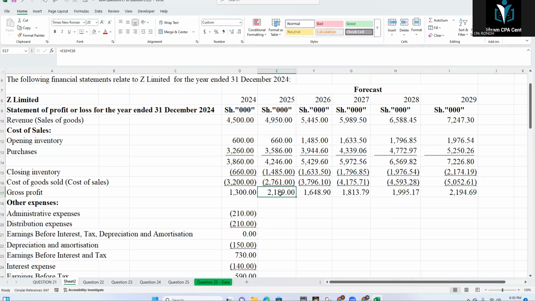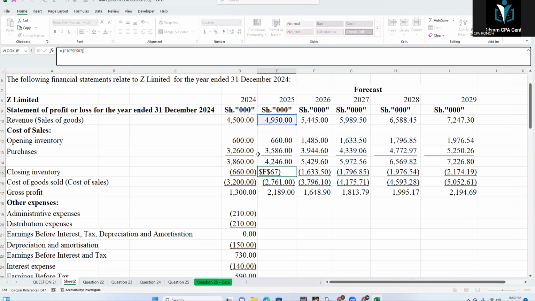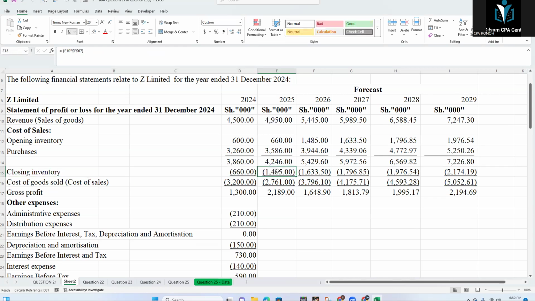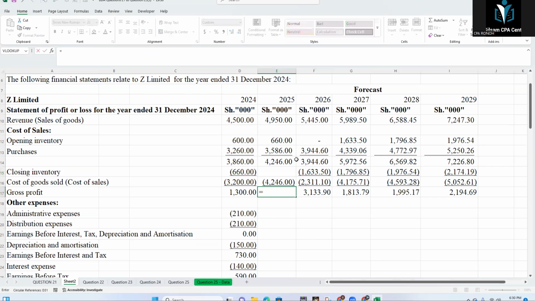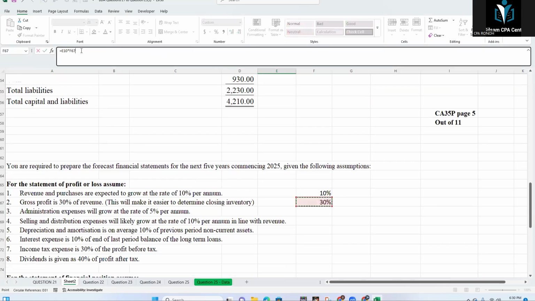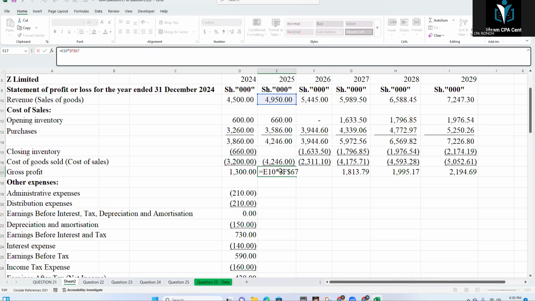How are we getting this? It should be 30% of. You want me to make 30%? No, this one should not be 30%. So this is where we go wrong here. So this one should be 30%, equals this multiplied by 30% here. Locked that. Good. So this is our gross profit.